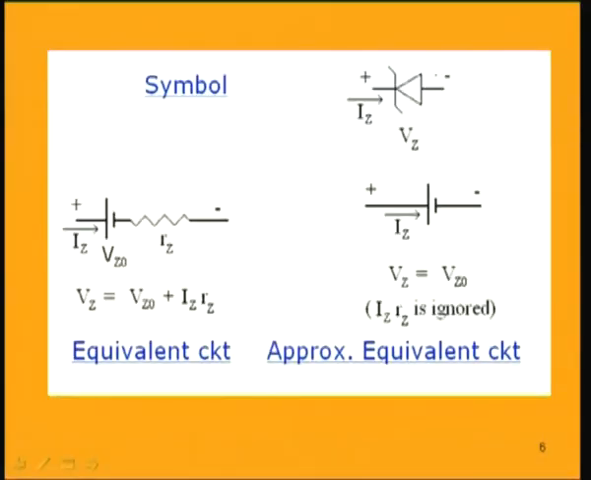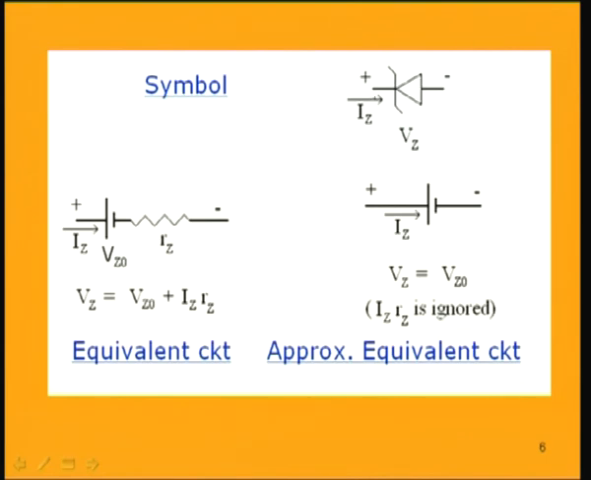So, the symbol of the Zener diode is this one. This P and N is a little tilted than the normal diode symbol, and we always operate the Zener diode generally in the reverse breakdown. That is why plus of the battery terminal is connected to N, negative of the battery terminal is connected to P, and this voltage Vz is specified and the current flowing through the Zener diode is Iz.